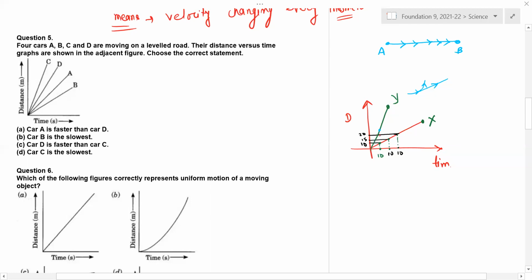I should change the color. This would have covered this much, and this much. For this, somewhere here, right? In the same time, it is covering how much? Maybe 30, maybe 60, and could be 90. So you tell me which car is faster? Car X is faster or car Y is faster? Car Y. So by seeing the graph itself, you can see car C would be faster and car B will be the slower. Whatever option is suitable to you, you can choose it now. So option B. Please wind back again.